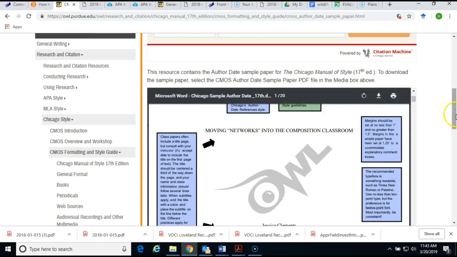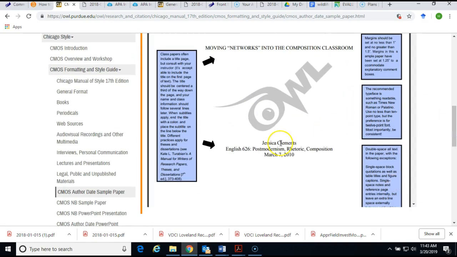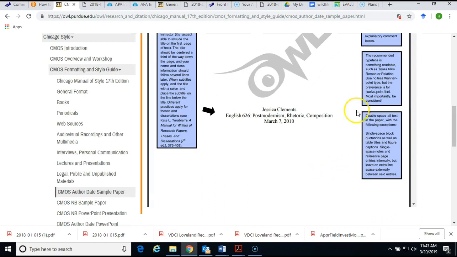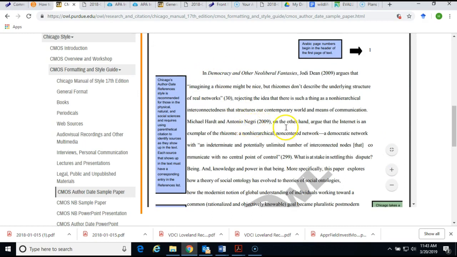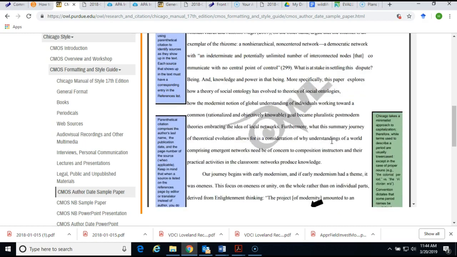It is not on wildlife, it's on moving networks into the composition classroom. Doesn't that sound exciting? But this paper then shows you exactly how everything should be spaced, how citations should be done in the text. For example, Michael Hardt and Antonio Negri, and then in parentheses the year of their paper, on the other hand, argue that the internet is exemplar of the rhizome, a non-hierarchical, non-centered network. Blah. Okay, but you get the idea that that's another way of doing it rather than just putting Hardt and Negri 2009 at the end of a sentence that you've summarized from their work.